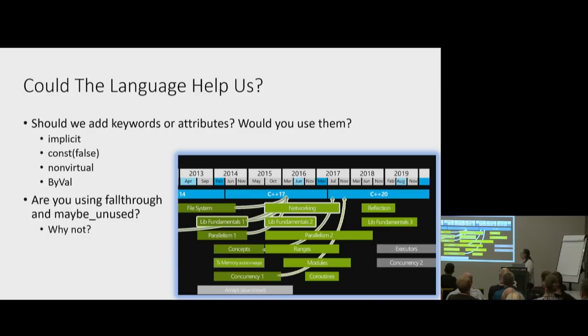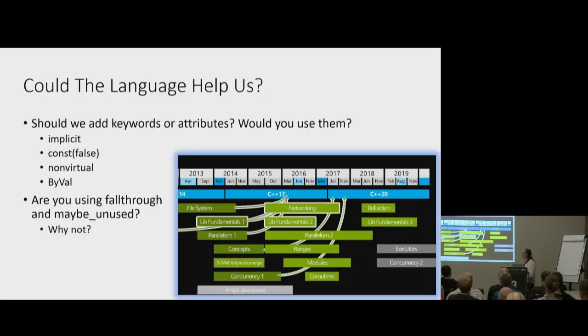So we have fallthrough, we have maybe_unused. They change nothing other than, well, maybe your compiler warning, but mostly the brain of the person who's reading your code. Anybody using them at all? Three hands in the whole room.